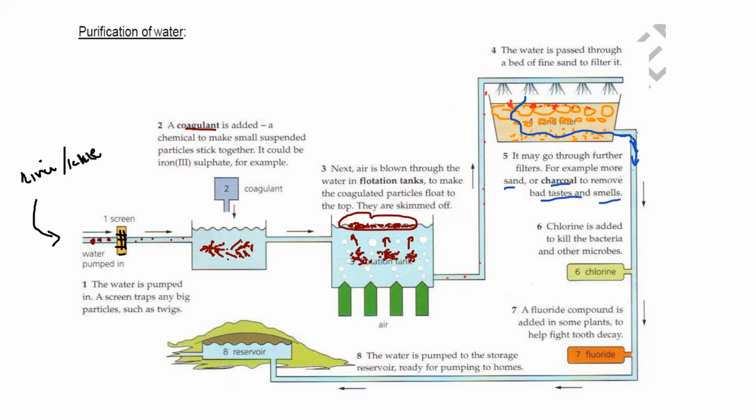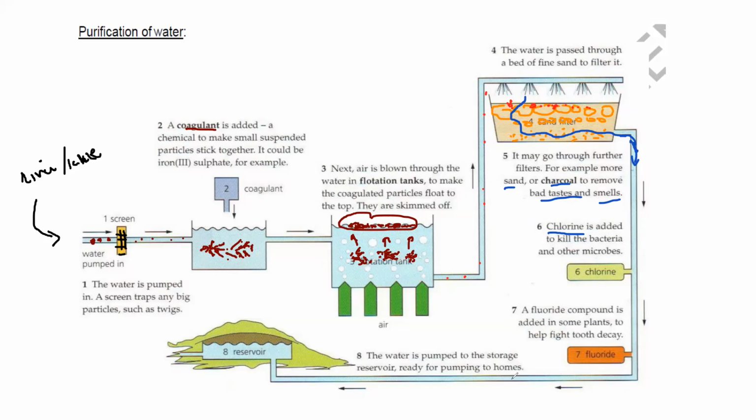For example, we can use sand or charcoal to remove a bad taste or smell. If we want to remove any smell or bad taste from the water, we can use sand or charcoal. Then to kill the bacteria, we add chlorine. So chlorine is added to kill the bacteria and other microbes. After the addition of chlorine, we add fluoride compounds to the water because it helps to overcome tooth decay. So fluoride compounds are added at the water plants to help fight tooth decay.